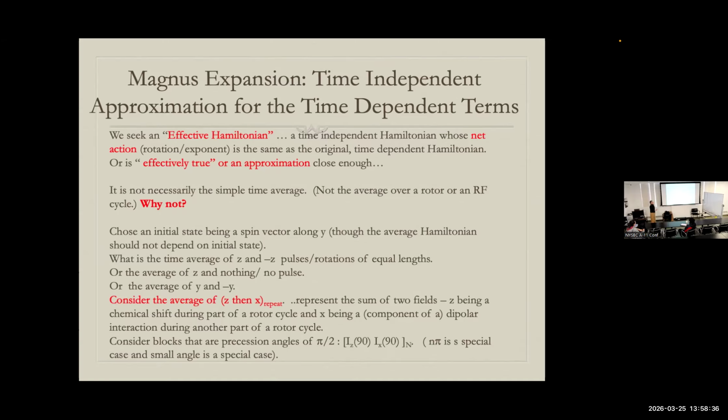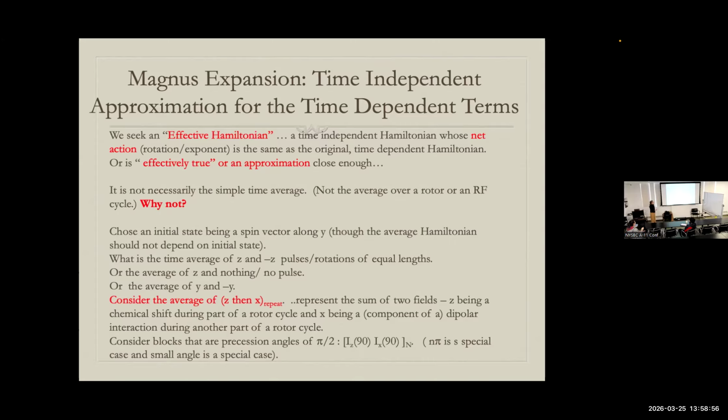What if I do a Y pulse and a minus Y pulse on a Y vector? Nothing. That's really doubly nothing, right? What happens if I average a Z and nothing? I know I can average that. Just divide by time. So all of these are fine. We can just average it.